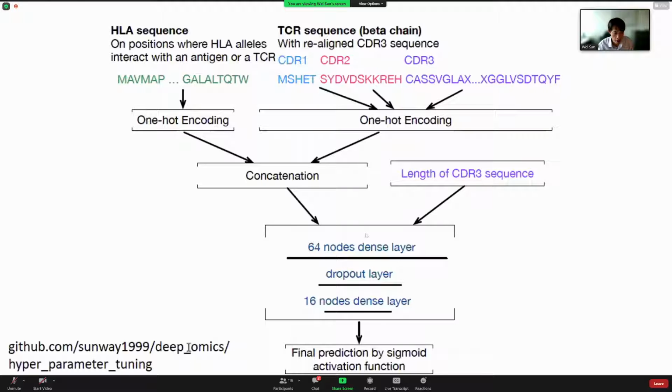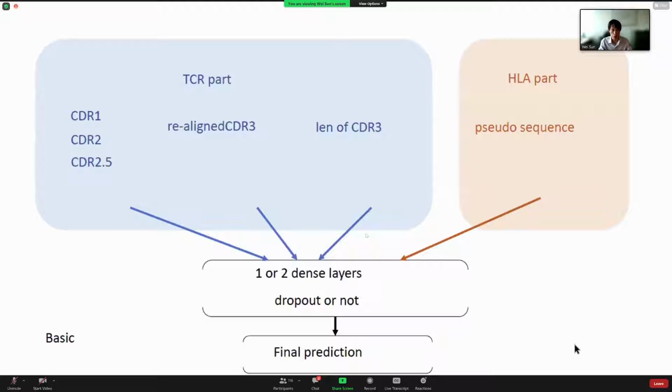The example code is in the repository. The neural network is nothing new. It's very similar to what we have before. The thing I want to illustrate is how to choose the hyperparameters, and also they gave an example of a different type of neural network. So we tried different architectures. This is one simple one. You have the TCR part, with the sequence and the length, and then you have the HLA part, and then you put them together.